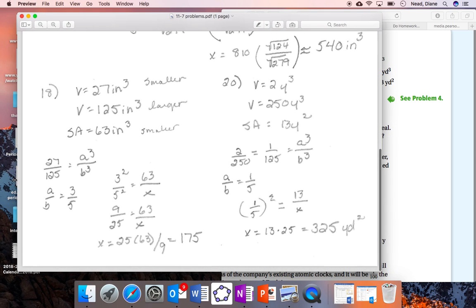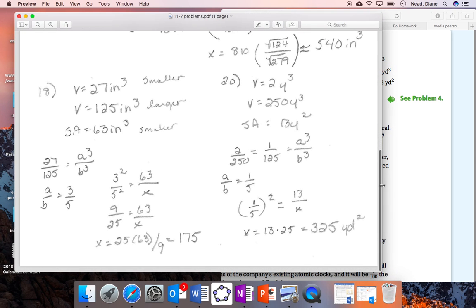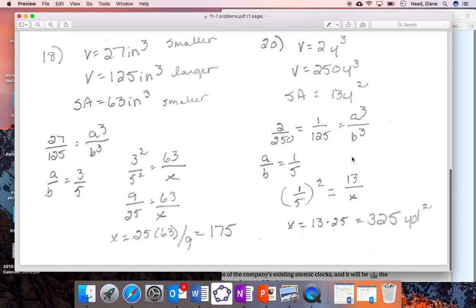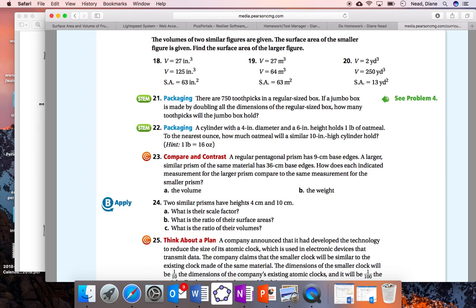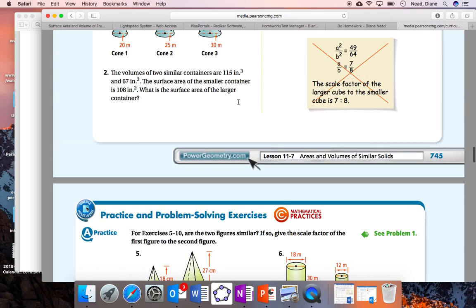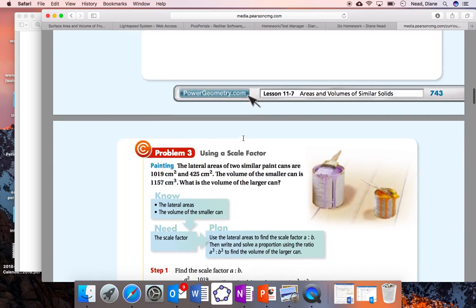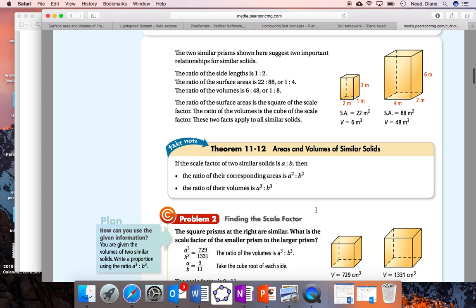So those are about the extent of the problems that you'll need to do in the homework on Math Excel. Just remember again that the ratios of the surface area and the ratios of the volumes are related to the scale factor, and that the ratio of the corresponding areas is the scale factor squared, and the ratio of the corresponding volumes is the scale factor cubed.